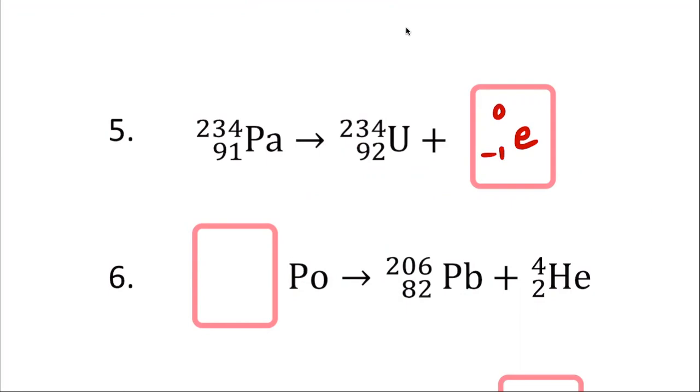Number 6, polonium decays to become lead and releasing an alpha particle. This one is an alpha particle. What is the missing number? 208. You sure? 208?